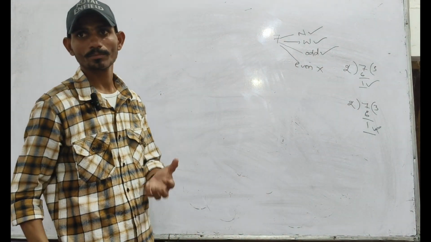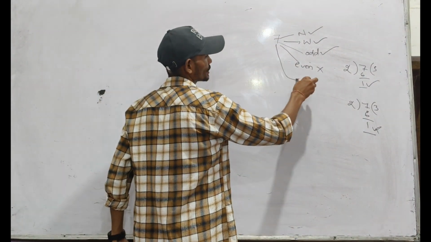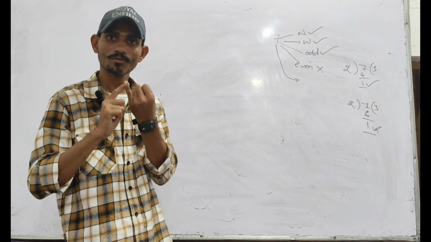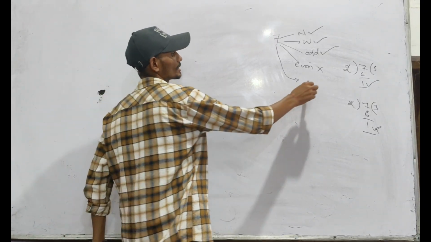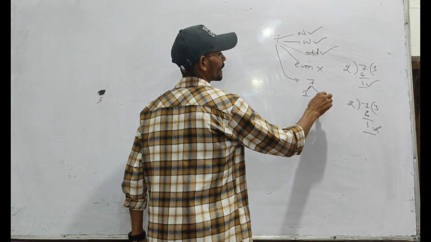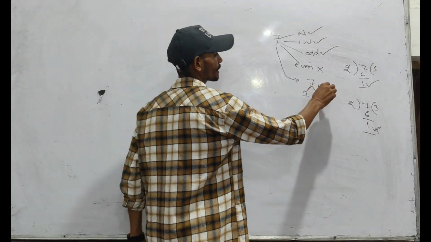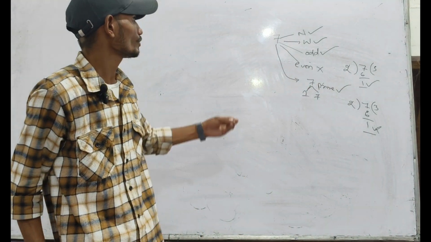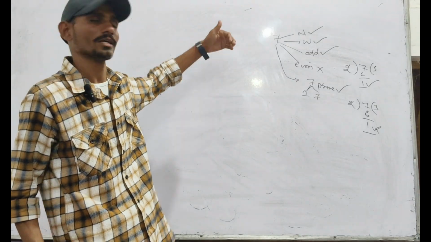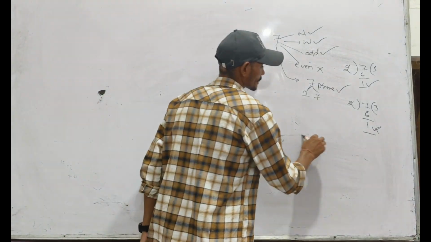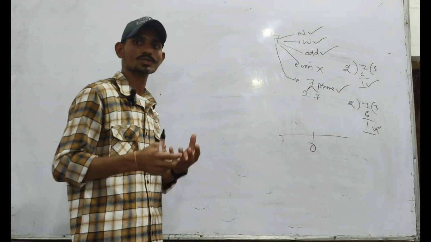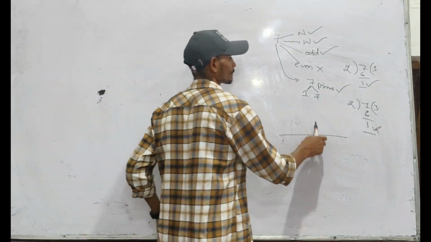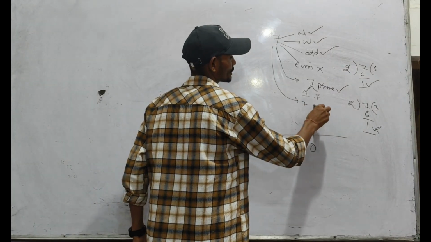Next, is 7 a prime number or not? Let's check. What is our condition for prime numbers? Prime numbers are divisible by only 1 and itself. 7 has the factors only 1 and 7, so it is a prime number. Yes. Next, is it an integer or not? Yes, integers include all positive numbers as well as negative numbers including 0. That's why 7 is also an integer.